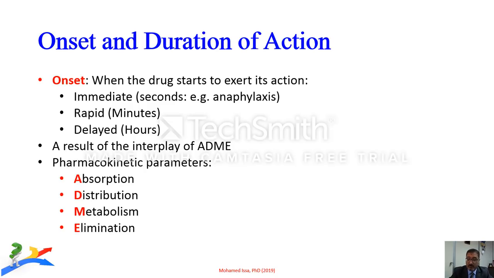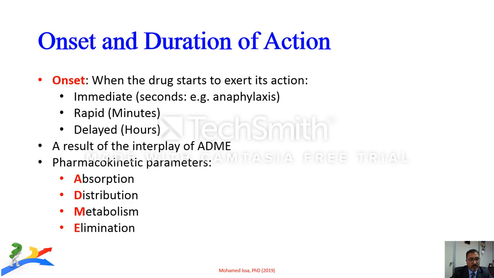Do you want rapid in terms of minutes? I can go for sublingual tablet or intramuscular injection, for example. Do you want delayed in terms of hours? You're not actually in a hurry, and you can wait for the drug to act. So you can, for example, have tablets, or you can have patches, which can extend for a very long time.